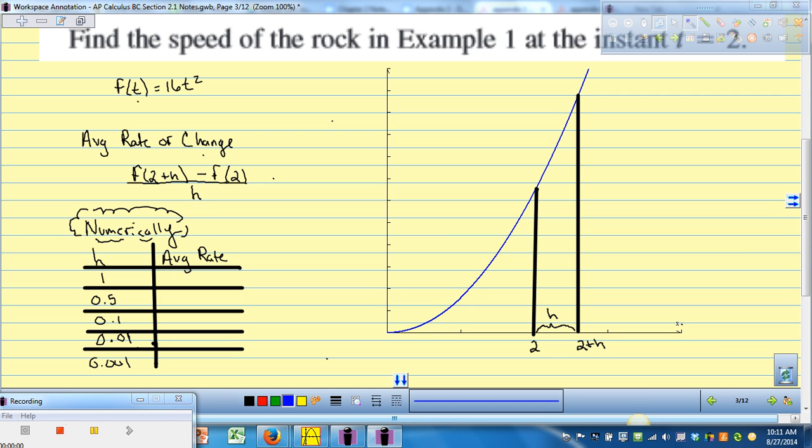Let's go with the ladies, do 0.1. Hadley and Megan and Marlo. Let's have Karen and Mason and Tim do 0.01, and Kristen and Leah do the last one, please. When you've got it, let me know and I'll put it in my table. Remember, our function is 15t squared.